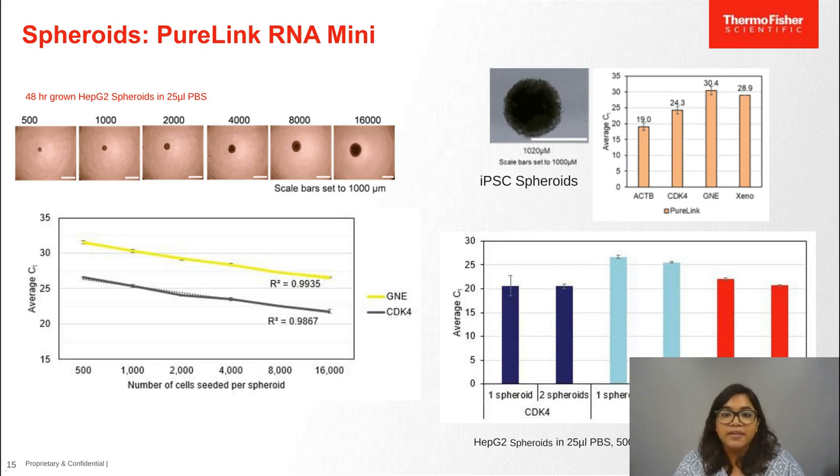On the bottom with the blue bars, that's average CT on the y-axis and 3 housekeeping genes on the x-axis, CDK, GNE, and GPI, and we can see pretty good CTs with the PureLink extraction. The RIN values for PureLink on the Agilent trace are a little bit lower at 6.9, but still pretty decent recovery and quality. And with that, I will pass this over to Jay.